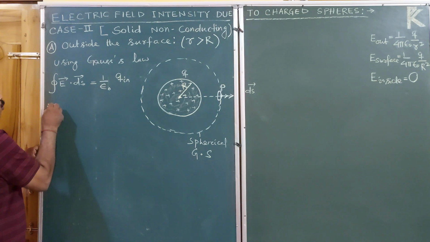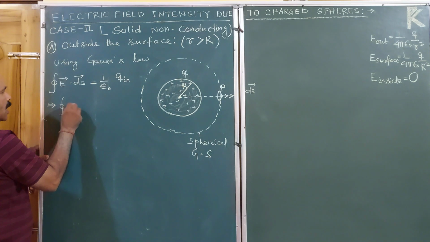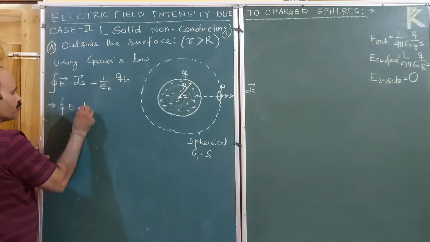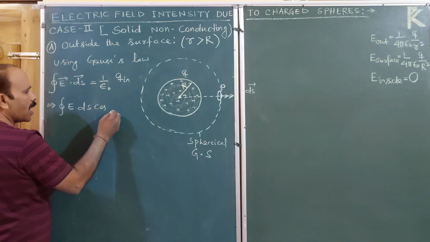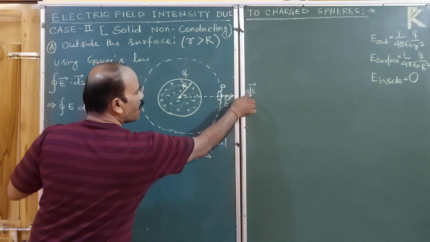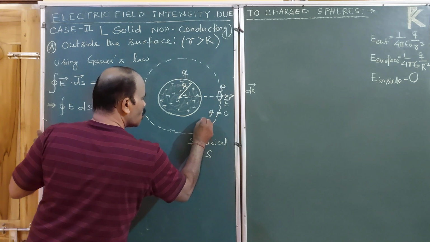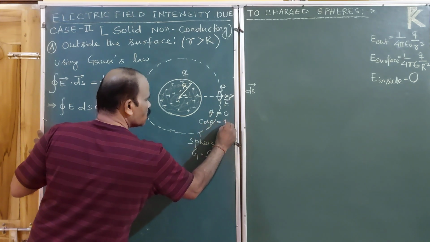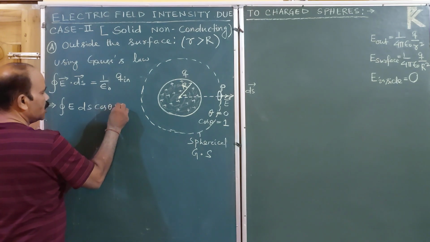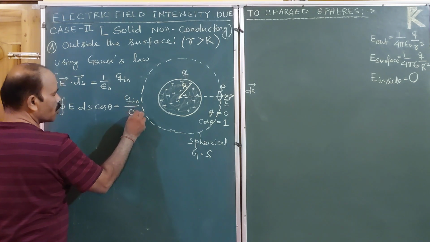Now we are going to open this integration over the closed surface. A dot B is equal to AB cos theta, so E dot ds will be equal to E ds cos theta. You see the direction of E is along the direction of ds itself, that's why theta will be equal to 0, so cos theta will be equal to 1. This equals Q in divided by epsilon naught.